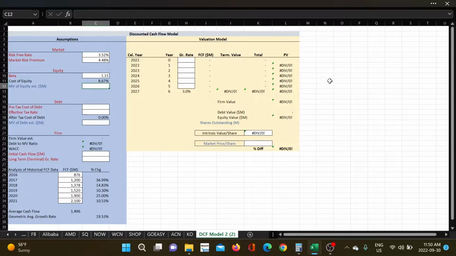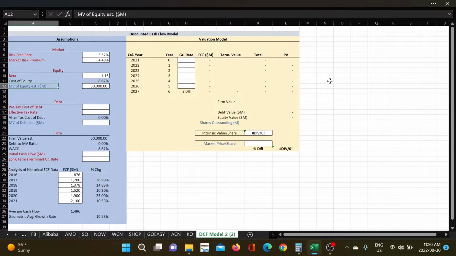So next up, we have the market value of equity, and that's simply just the market cap. So let's say it's a $50 billion company. And keep in mind, guys, throughout this whole model, my units are based in the millions. So when I write 50,000, it's actually multiplied by a million, which means 50 billion.